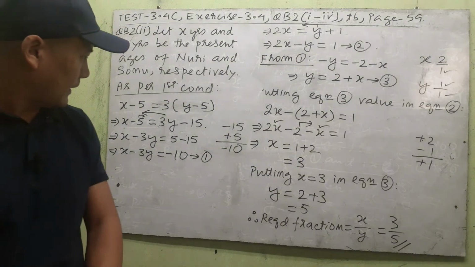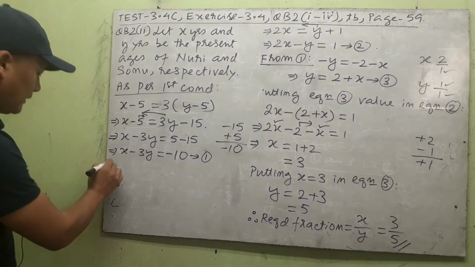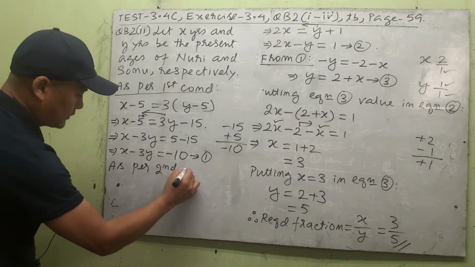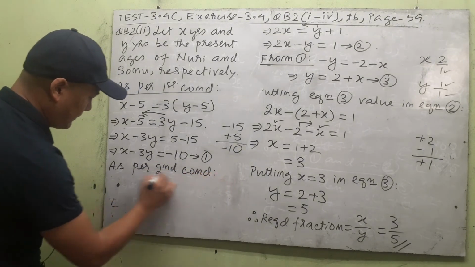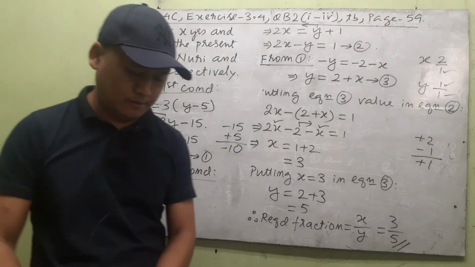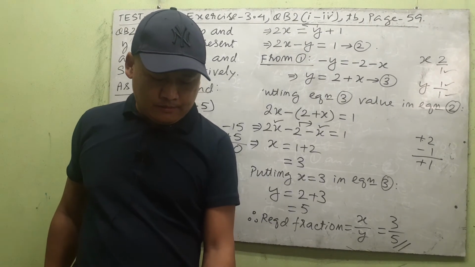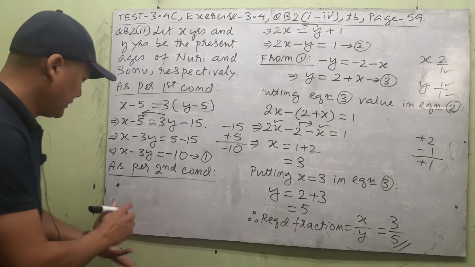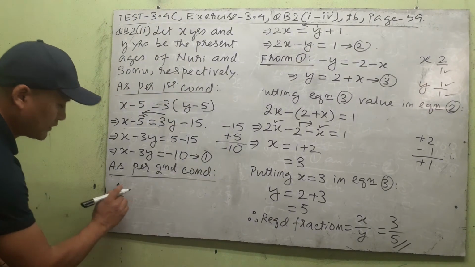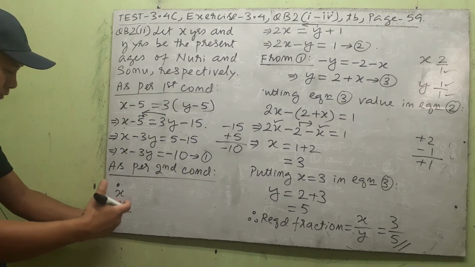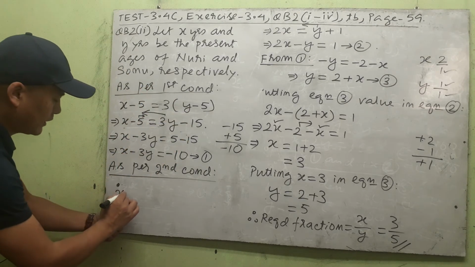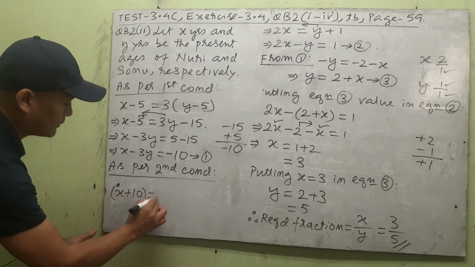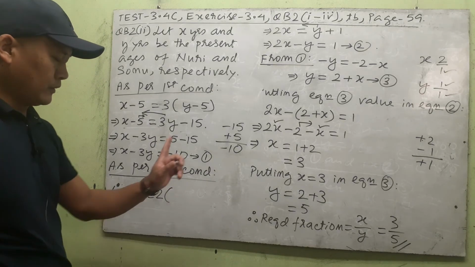Just keep it like that, okay? Now let us go to the second condition. As per the second condition, 10 years later, Nuri will be twice as old as Sonu. So 10 years later, now Nuri is X, so 10 years later means in the future. Right now, the present age is X, so 10 years later he'll be plus 10. This is the present age of Nuri, he will be 2 times the age of Sonu, the question says.